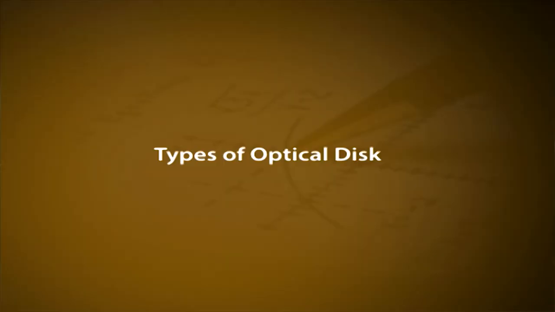Types of optical disk. Optical disks come in different sizes and capacities. Commonly used types of optical disk are CD-ROM. A compact disk, also known as a CD, is an optical disk used to store digital data. It was originally developed to store sound recordings exclusively.